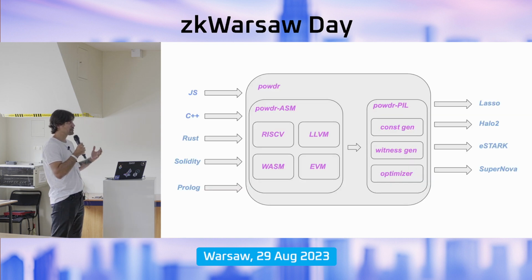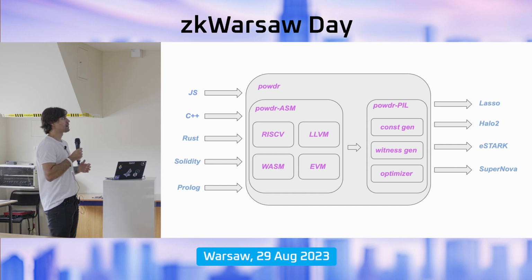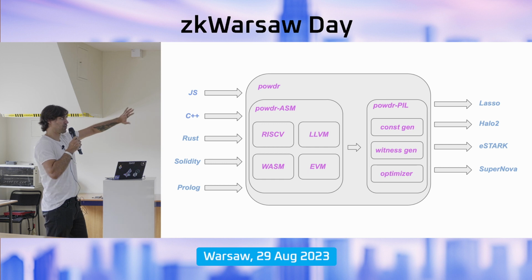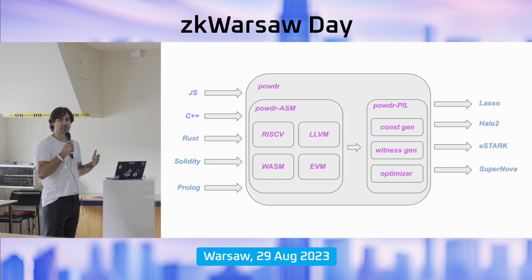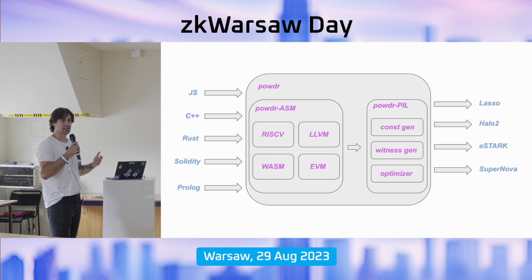If we zoom out a little bit, this is kind of what the architecture of Powdr looks like. So all the bits in the middle are the compiler. What I mentioned before with being a many front-end to many back-end is what you see here. The many to many are the blue bits. And we can define a lot of different VMs in Powdr assembly, those being, for example, RISC-V, LLVM, WASM, EVM, Prolog, JVM, whatever you want to write.